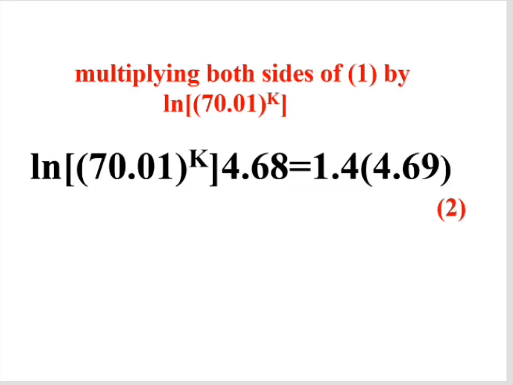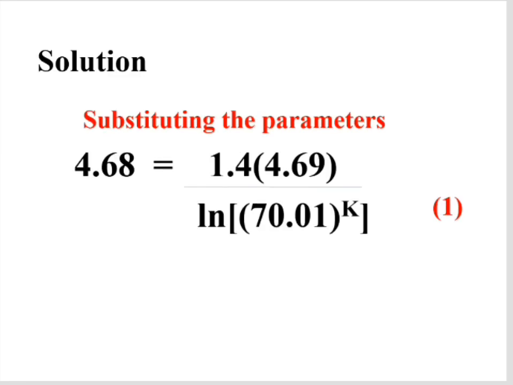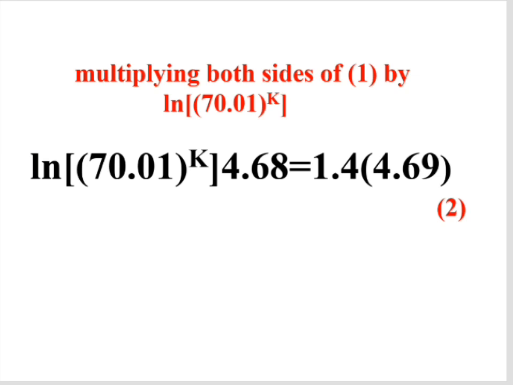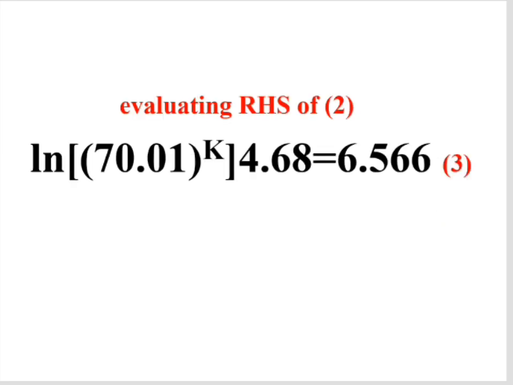Now, to be able to simplify this model at this juncture, if we multiply both sides of equation 1 by the natural log of bracket 70.01 to power k, you will find out that the natural log of 70.01 to the power k below the product of 1.4 and the final solution pH will cancel out, and so we are going to have the natural log of bracket 70.01 to power k multiplied by 4.68, which was already on the left hand side, to be equal to the product of 1.4 and the final solution pH. Now, evaluating the right hand side of equation 2, when we multiply 1.4 by 4.69, we're going to have 6.566.